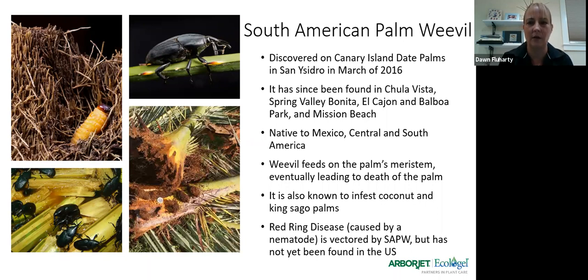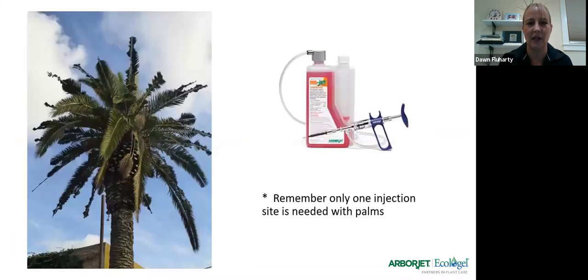And I know we've always talked about the fact that it's in Canary Island date palms, and they're one of our highest value palms, but this can also get into coconut and the king sagos. So I'm sure it will find its way into other palms as well. I don't think it's just going to stay in those 3 varieties. We just haven't seen it there at this point in time. So keep your eyes open. If you see anything that looks like notching in the fronds, raise the alarm flag. We are tracking this one. So keep that in mind.